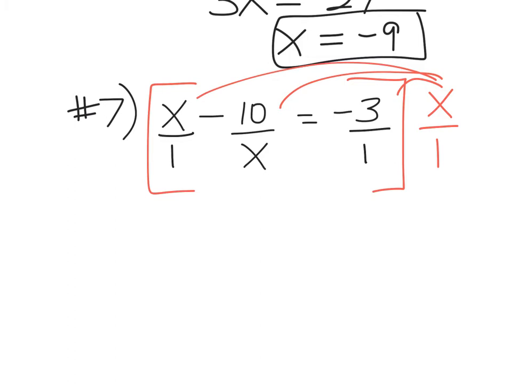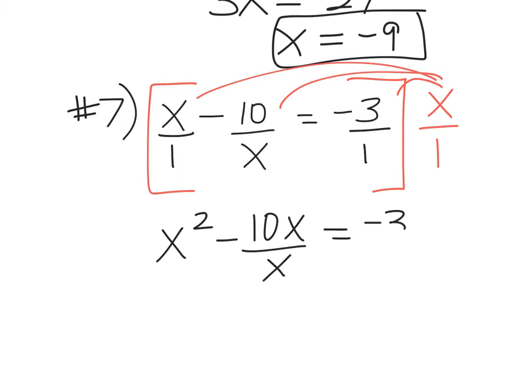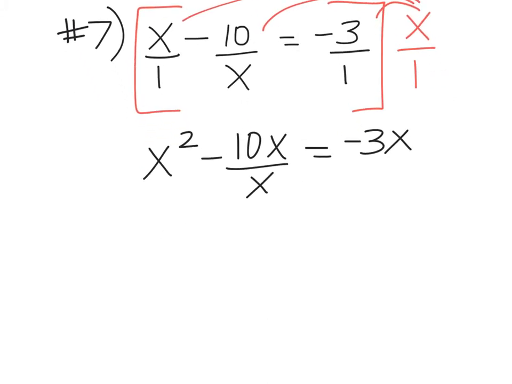x over 1 times x becomes x squared minus 10 over x times x is 10x over x. Okay, all the numerators are getting this x equals negative 3x. Everyone okay with that step? Okay. Now these x's reduce, leaving us with a quadratic. Anytime you have a quadratic to solve, and it has 3 terms like this, you want to bring all the terms to one side. So that we have x squared plus 3x minus 10 equals 0.